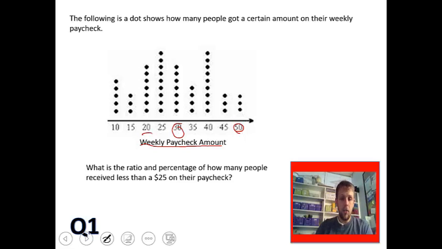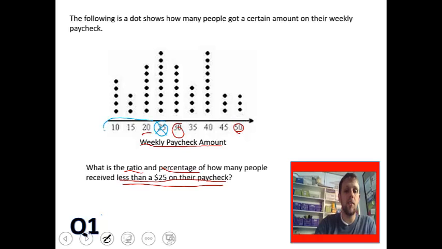And this is asking for the ratio, meaning a relationship between two numbers, and a percentage of how many people received less than $25 on their paycheck. Now, when I think of people who have less than a $25 paycheck, I ask myself, do I include the people that have a $25 paycheck? I'm looking for the people who are less than 25, so I'm not going to include 25. I'm going to include anyone that is right there, so the 10s, the 15s, and the 20s. All right, so I don't include $25 on their paycheck.